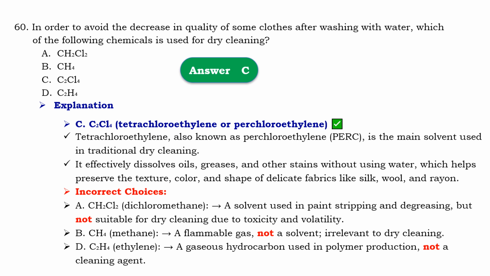Options A, B, and D are incorrect. Option A, dichloromethane, is a solvent used in paint stripping and degreasing, but is not suitable for dry cleaning due to toxicity and volatility. Option B, methane, is a flammable gas, not a solvent, and is not relevant for dry cleaning. Option D, ethylene, is a gaseous hydrocarbon used in polymer production, not a cleaning agent.